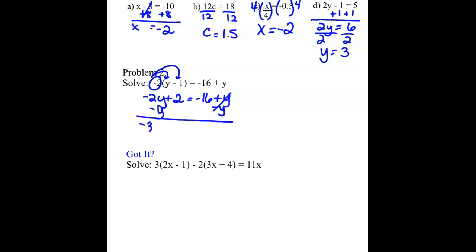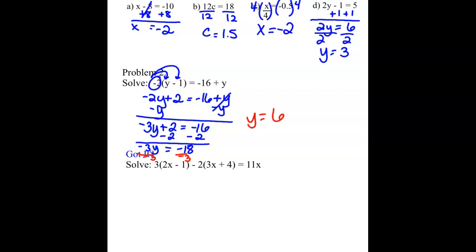Now I have negative 3y plus 2 equaling negative 16. I can then subtract the 2. And keep in mind that when you're solving an equation, you're wanting to go in reverse order of operations. Negative 3y would now equal negative 18. And now I can divide out the negative 3. So I end up with y equaling 6.